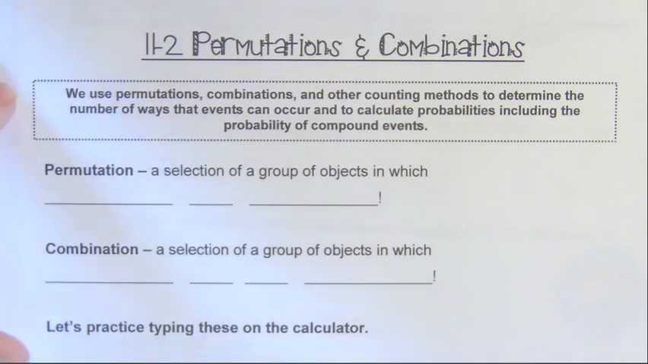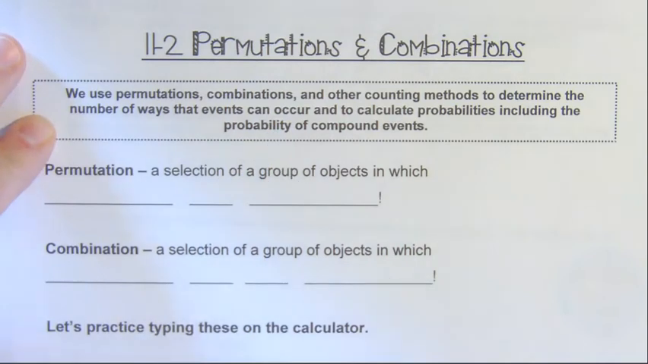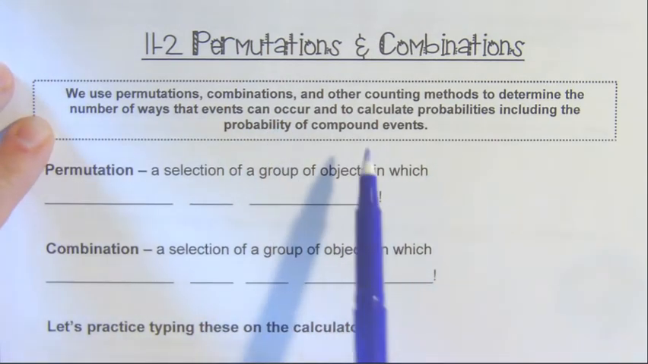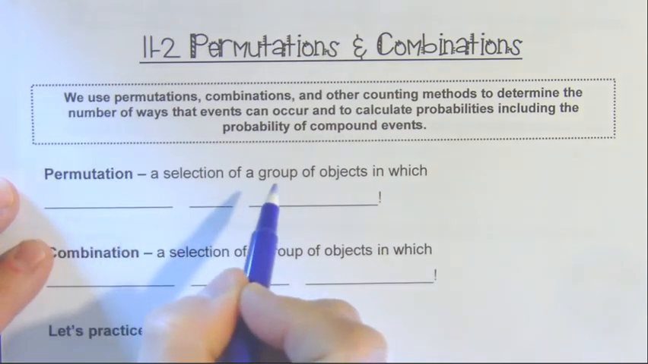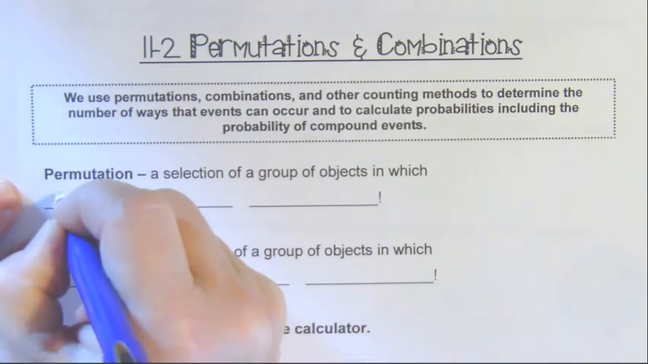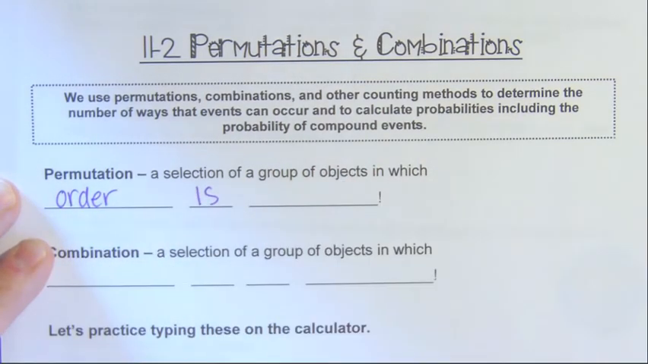All right, permutations and combinations are used to determine the number of ways that something can occur, and it's used to calculate probability. So let's start with permutation. It's a selection of a group of objects in which order is important. So if the order is important, it's a permutation.